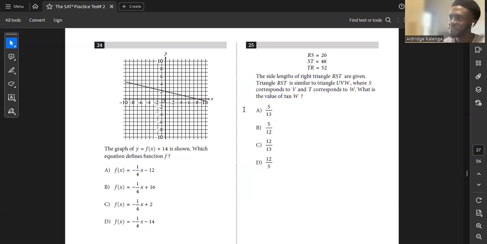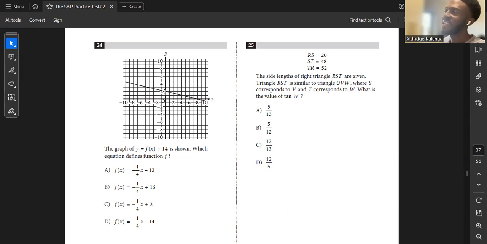Okay, what makes you say A? Since the y-intercept is 2, and then there is 14, obviously the only way to get to 2 is to say negative 12. Exactly. So what these guys want you to do is go straight for C, which is a mistake that is very easy to make because the y-intercept here is 2.